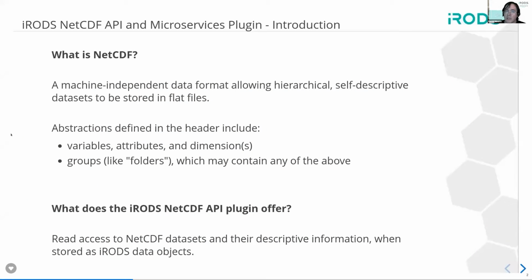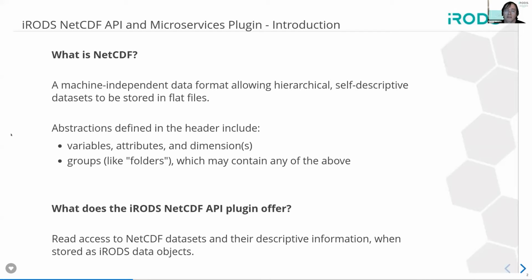It's a machine-independent data format that lets you store your data in a self-descriptive way. So symbols are possible and comments are possible, as we'll see, as well as dimensions and data types in ints and floating point. It allows all this to be stored in a flat file, and when you hear flat file, you should think a sequence of bytes, whether that's on a disk or a data object in iRODS.